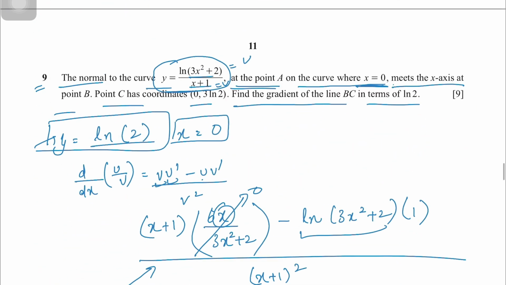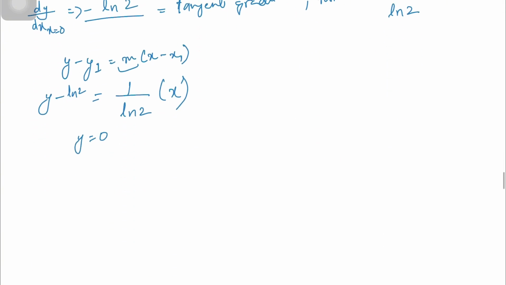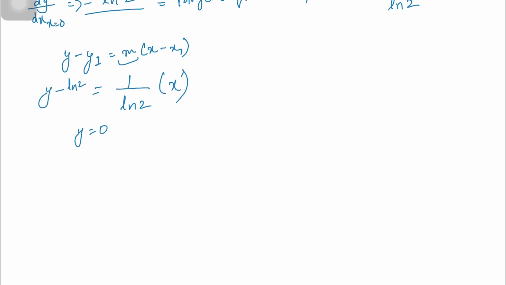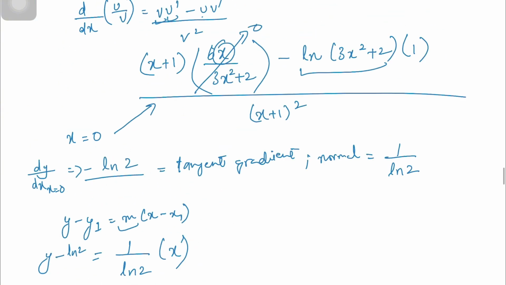Now since it meets the x-axis at point B, for point B, y equals 0. We can plug in y equals 0 over here. So we get negative ln 2 multiplied by ln 2 as our x. So basically it is negative ln 2 whole squared as our x, right?